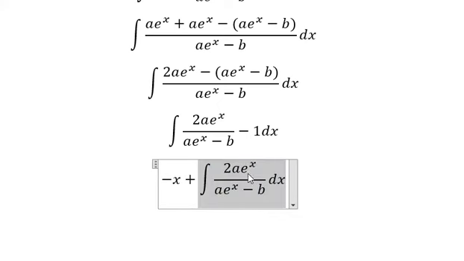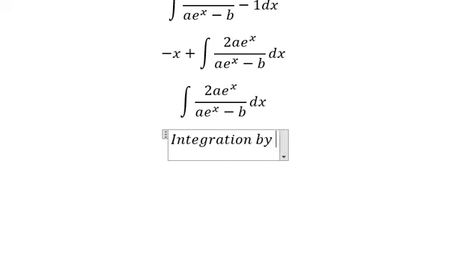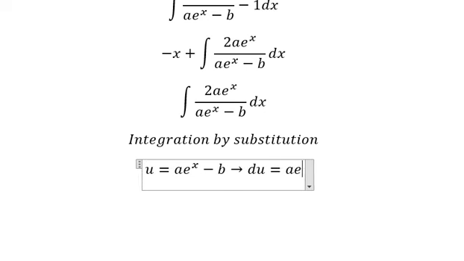Now I will concentrate on this one. We can use integration by substitution. So we put u equals to this one. So if we do the first derivative for both sides, we have du equals to ae to the power of s ds.